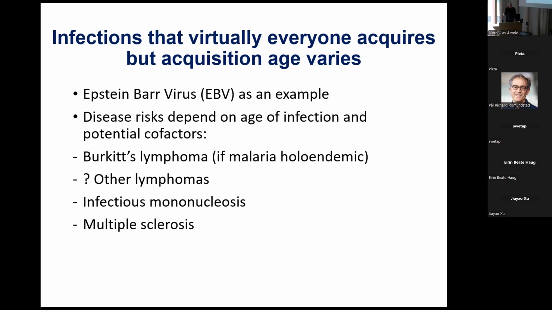Then if you get EBV infection in a rich country where there isn't holoendemic malaria, and there are a few studies where people have actually seroconverted while under observation, in infants and young children, it's often asymptomatic. EBV infection at around age 14, 15 is related to a quite markedly increased risk of infectious mononucleosis, glandular fever, which is a post-viral syndrome.